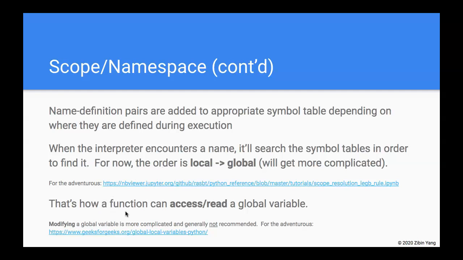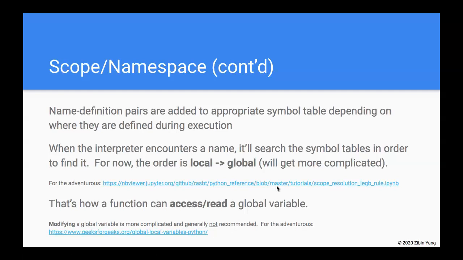That's how a function can access or read a global variable, even though that variable is defined in the global scope rather than the local scope. Now, if you want to modify a global variable, that's actually a little complicated, and usually that's not recommended. But again, if you want to understand how it works, here's another link to explain that.